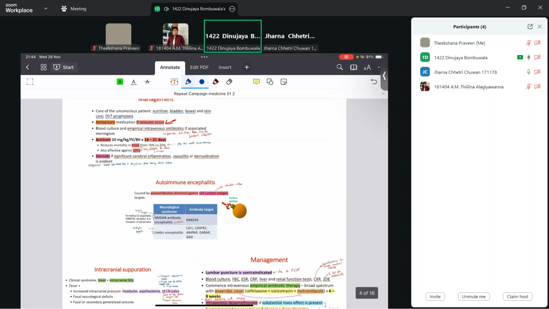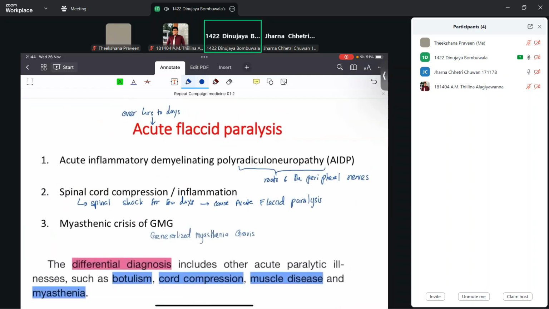So acute flaccid paralysis. This is also a long case, so I'll go into the details a bit for this one as well, because we can get GBS as a long case. If a patient presents with acute flaccid paralysis, there are three main differential diagnoses we have to consider. One is AIDP, the GBS picture, and another is spinal cord damage. In the acute period there will be spinal shock for a few days, and it will present as acute flaccid paralysis, and later on it will become an upper motor neuron type spastic paralysis.